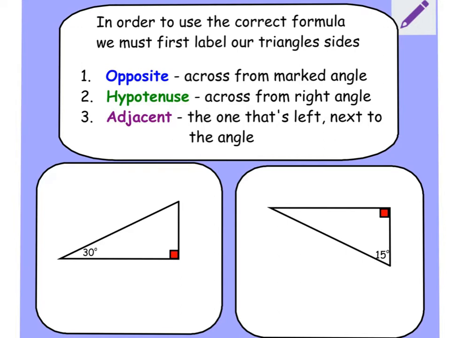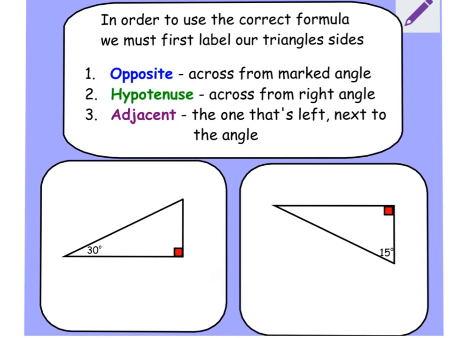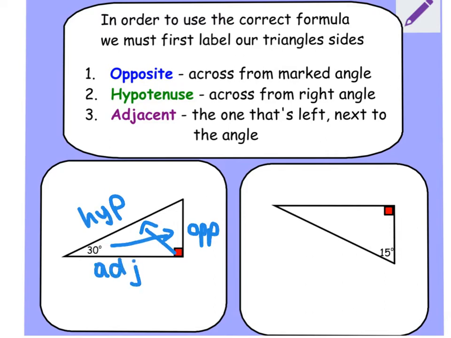So 2 examples here. There's the angle of 30, so opposite that, we're going to call that the opposite, and I'm going to shorten it to op. The one across from the right angle is your hypotenuse, and I'm going to shorten that to hyp. And the one that's left beside the angle is your adjacent. Okay, so let's do the same again. Across from the angle is your opposite. Across from the right angle is your hypotenuse. And the one that's left over beside the angle is your adjacent.